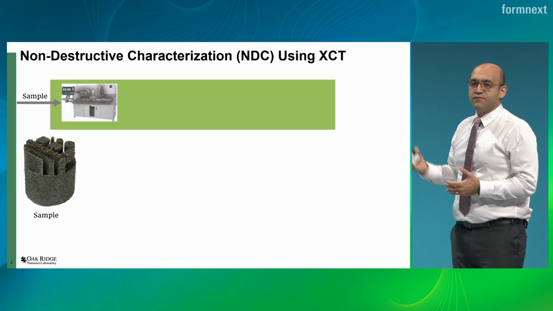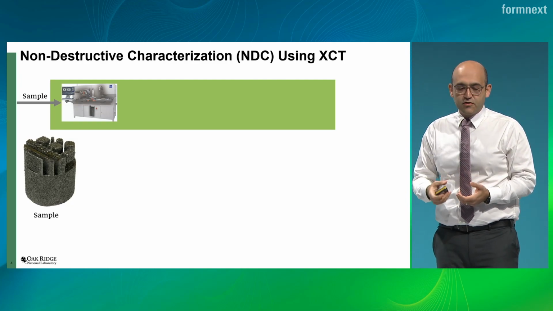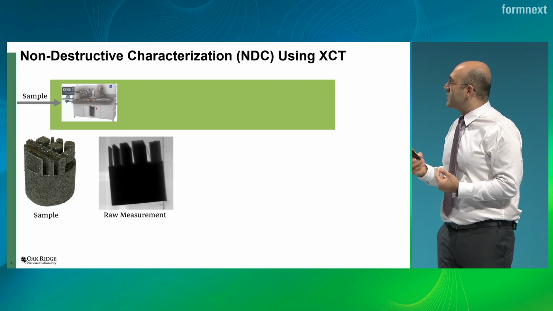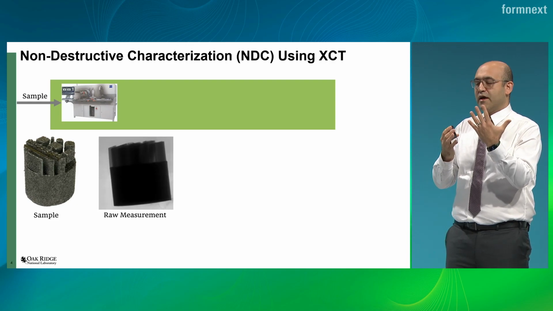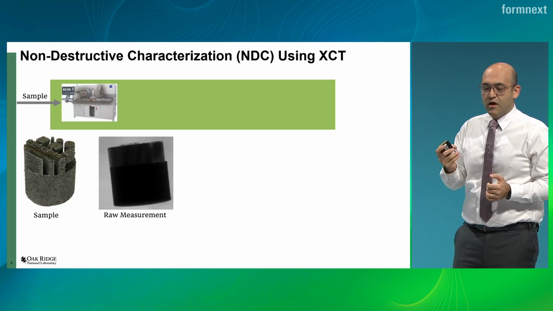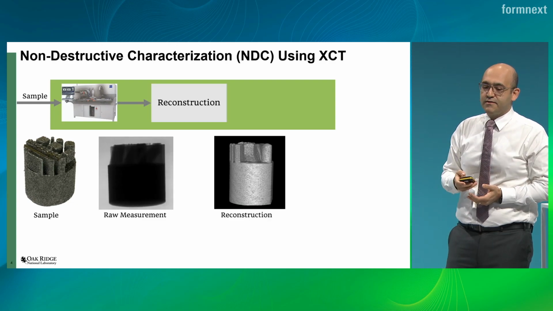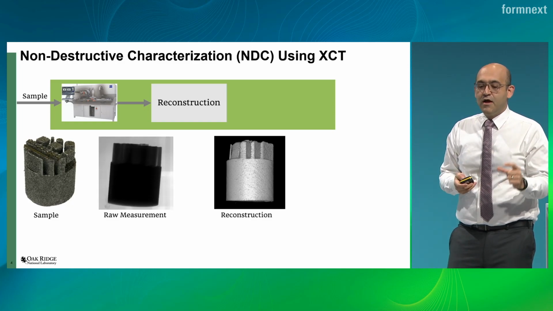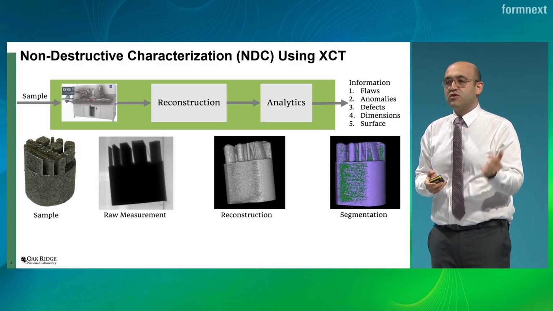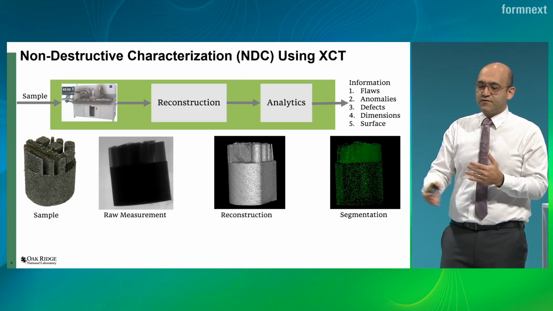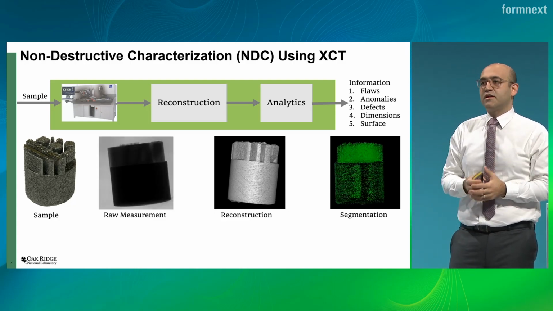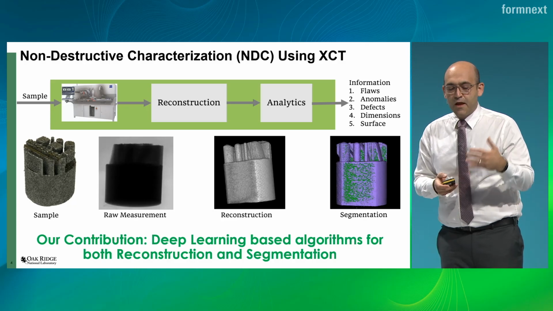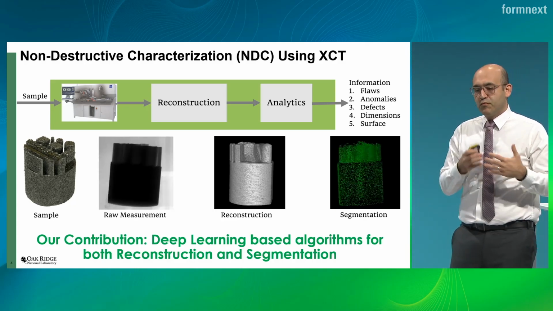So let's define what we mean by a reconstruction and a segmentation. When you do a CT, you have a part, you put it in a CT system, and the output that you get is a raw measurement. It's like an X-ray image that you get in medical imaging. In CT, you have a lot of them from different angles. You need to perform a reconstruction to create the 3D object. That's one algorithm that you need to have. The second algorithm is, once you have the reconstruction, you need to perform segmentation to analyze the flaws, the anomalies in there, and the dimensionalities and everything. So there are two sets of algorithms that we need to develop for reconstruction and post-processing, and we have been developing a deep learning-based algorithm for both these steps.